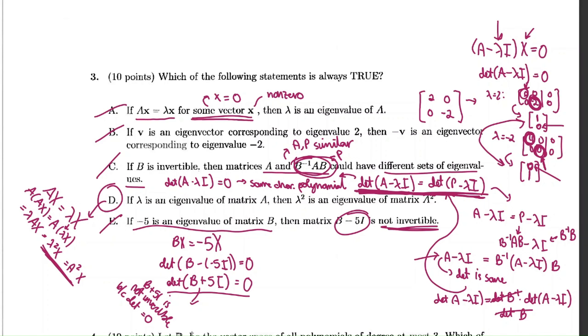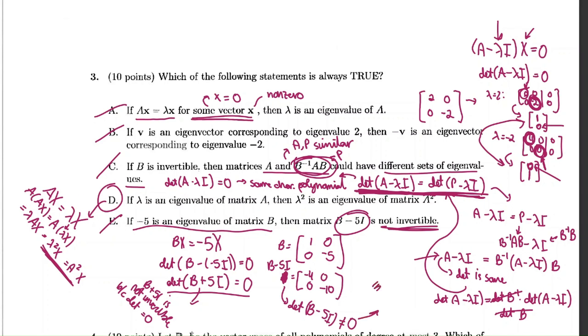And if you're not completely convinced, you can also come up with some counterexamples, and you can come up with a simple one pretty quickly. Like say we have a diagonal matrix with 1 and -5, because these will clearly be our eigenvalues, 1 and -5. Well, if this is B, then B minus 5I is just -4, 0, 0, -10. And the determinant of B minus 5I is obviously going to be not 0, which means that this is actually invertible. So that's a counterexample you could use to disprove this statement. So our answer is D.